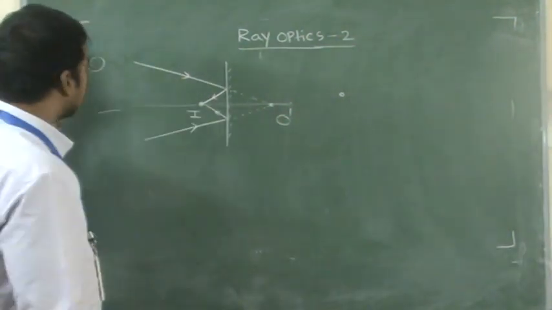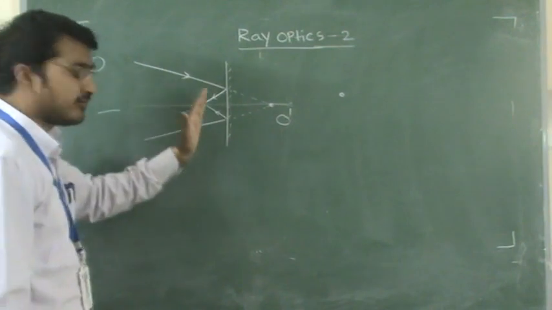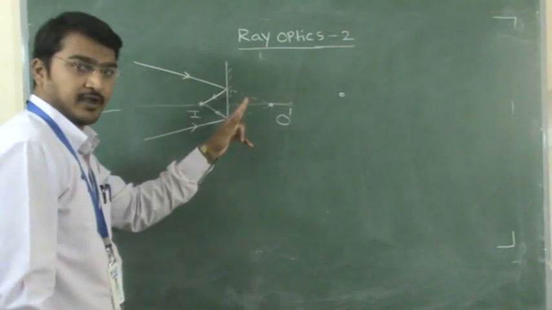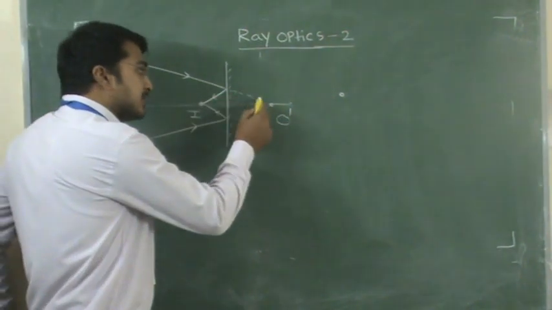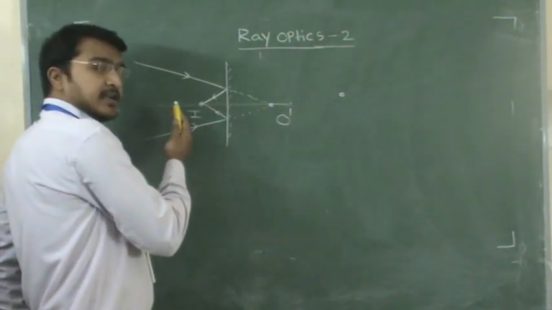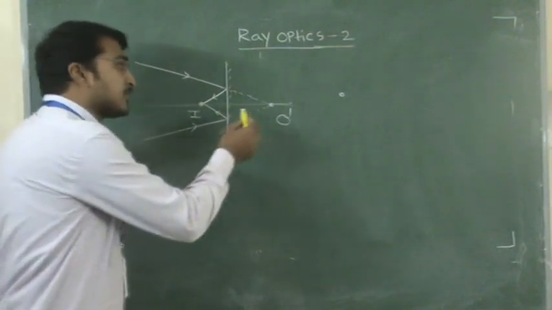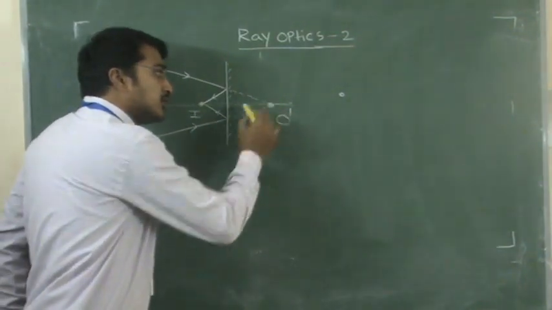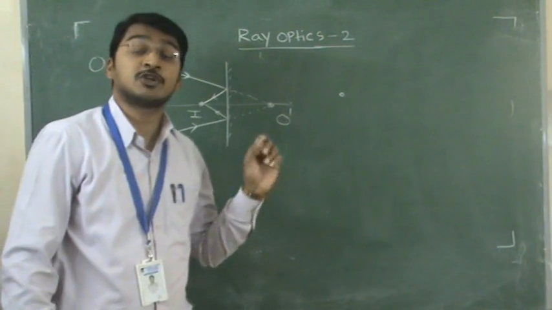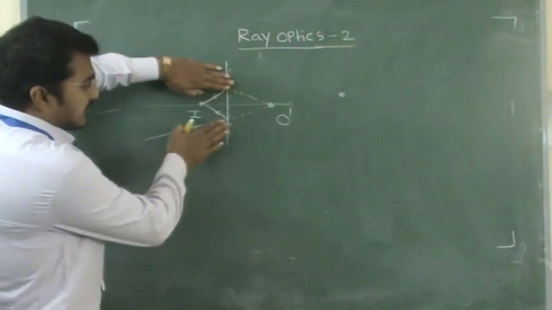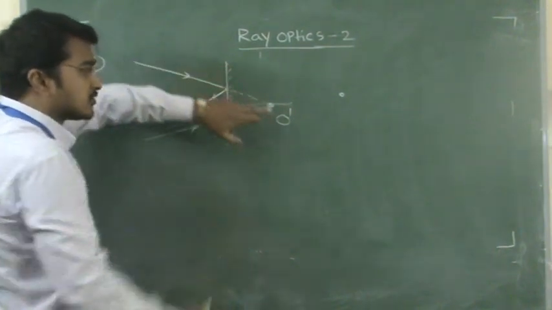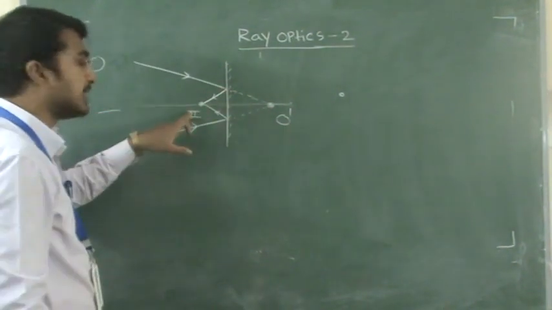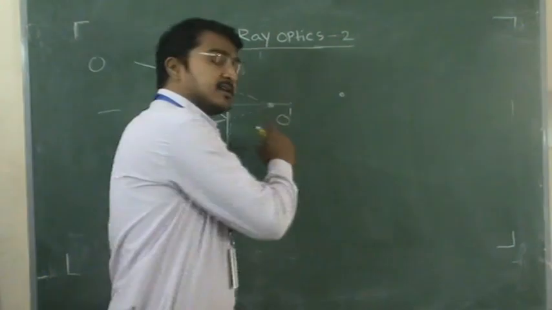Why? Because an object never forms an image directly without a mirror. Because of the mirror, the image will form on the same side as the object, and this O dash is called a virtual object. To form this real image we require this O dash. So this is the virtual object for the image. Okay, remember it.